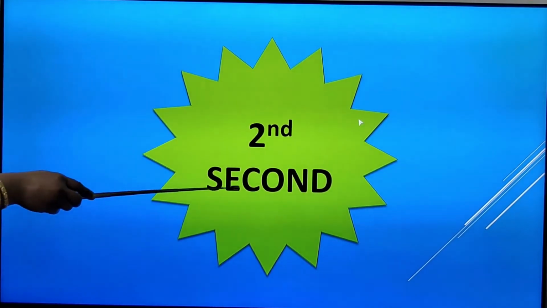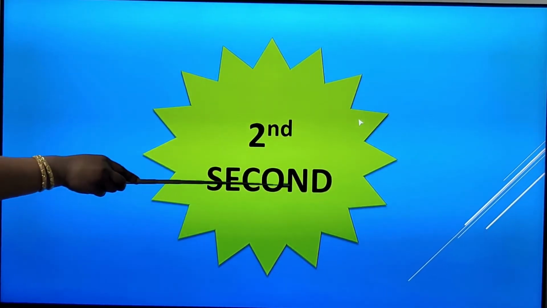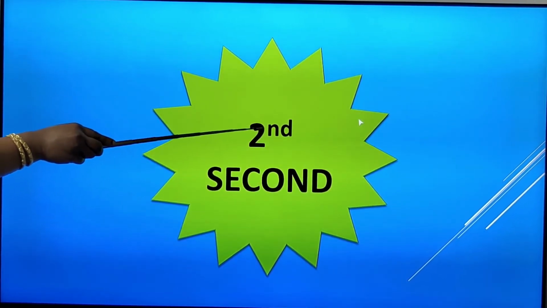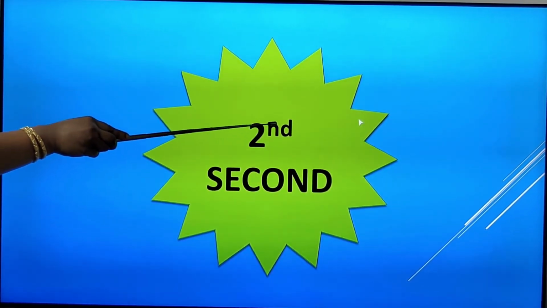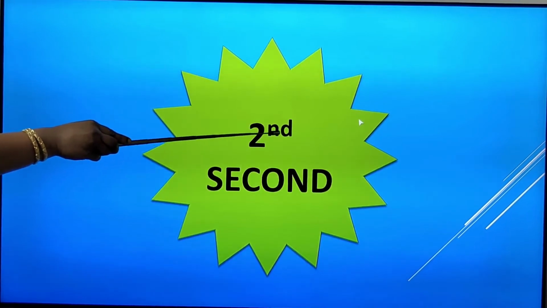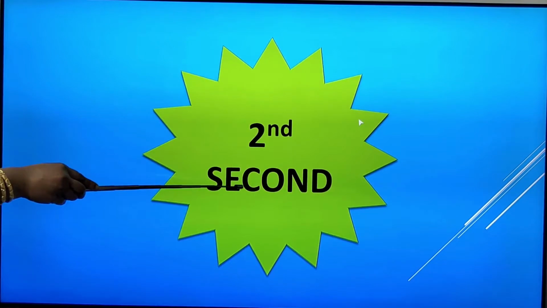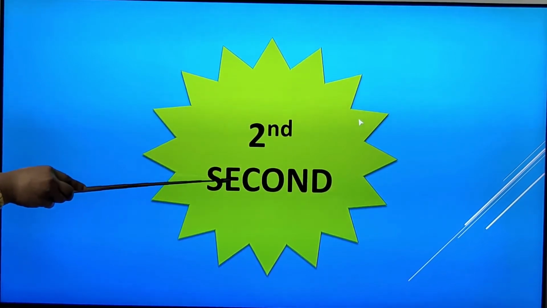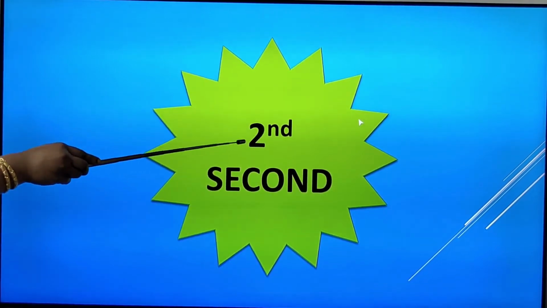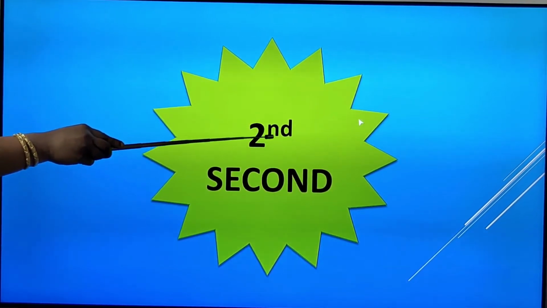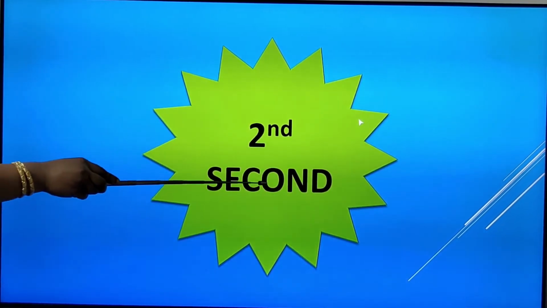Second. S-E-C-O-N-D, second. Now listen here, on top of 2 we should write N-D. If you write N-D on top of 2, then only it shows the position. If N-D is not there, it's just the number 2. So we should write N-D, then only it shows the position.